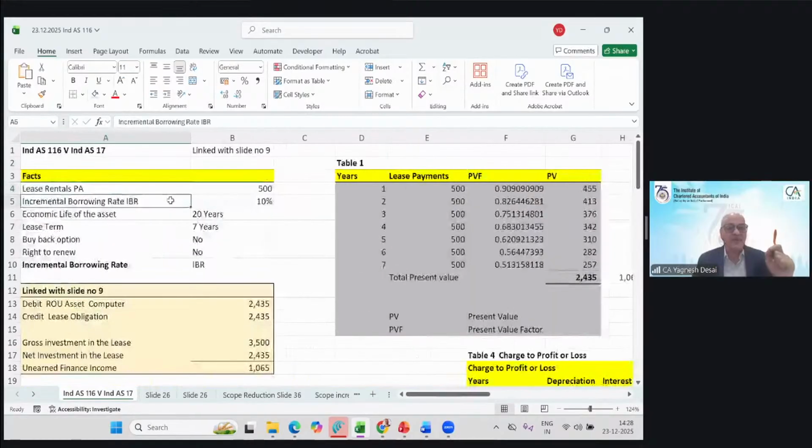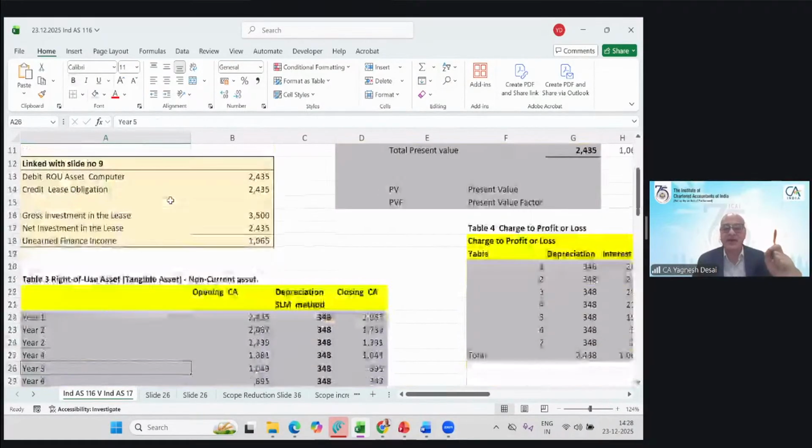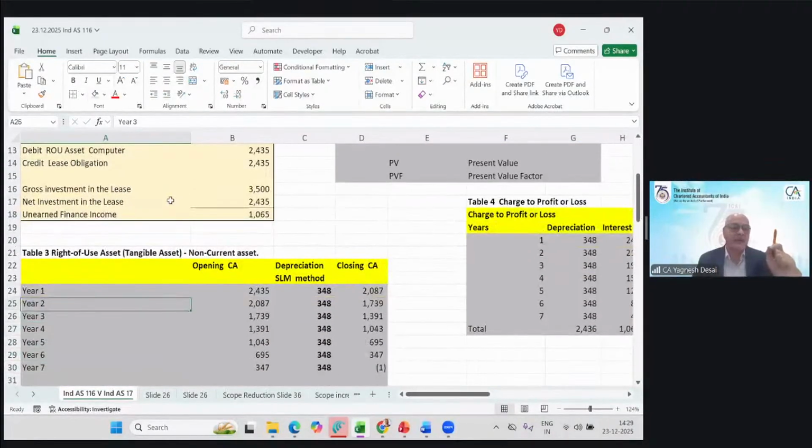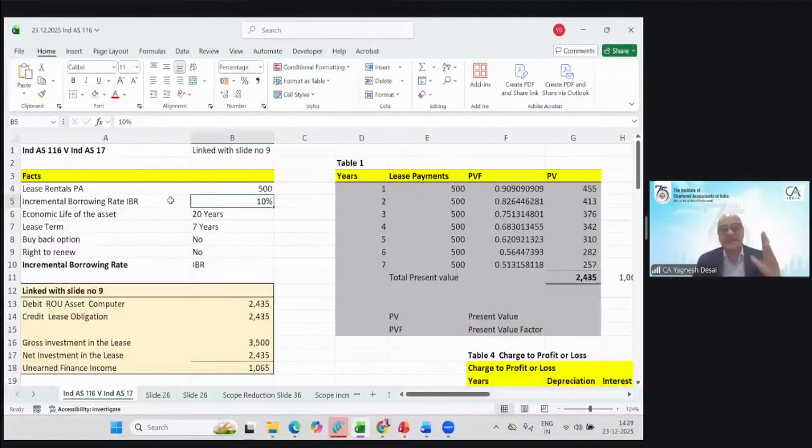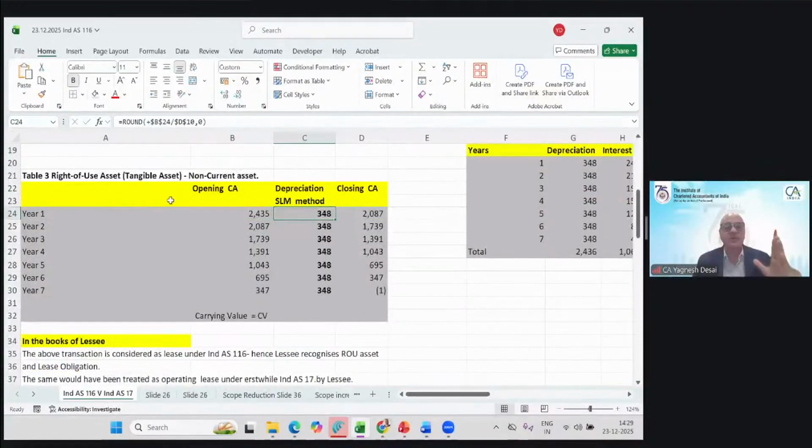And when it comes to the 2435, that is the opening carrying value of the lease ROU asset, what I have done, my term is 7 years. So I have to depreciate over a period of 7 years, and that is mostly the SLM, straight line method.